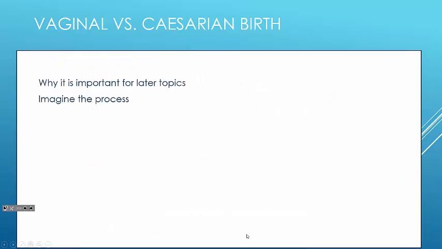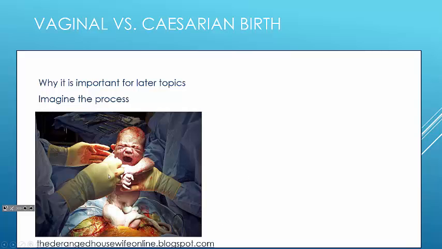Let's talk about vaginal versus cesarean birth. Why is this important to later topics? Because how you're born influences your start on your microbial community. And we're finding this influences allergies, asthma, obesity rates, diabetes rates, cancer rates. It goes on and on and on. So knowing how the birth process affects the start of developing your microbial community is important. So let's imagine the process. Here's a cesarean birth. The baby is lifted out of the mother without going through the vagina.